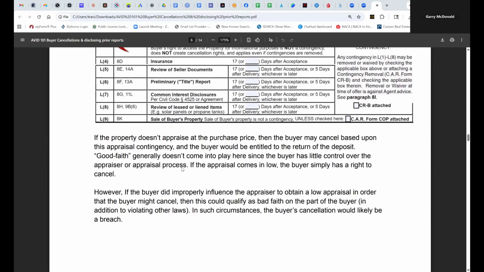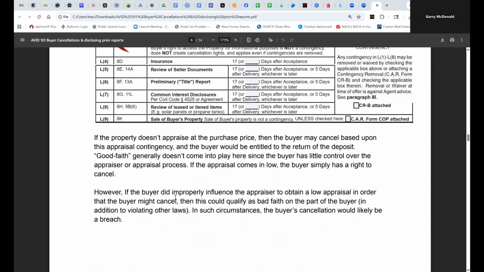Otherwise, it's whatever the final purchase price is. If the property doesn't appraise at the purchase price, the buyer may cancel based upon this appraisal contingency, and the buyer would be entitled to the return of the deposit. Good faith generally doesn't come into play here since the buyer has little control over the appraiser or appraisal process. The appraisal comes in low, the buyer simply has a right to cancel.